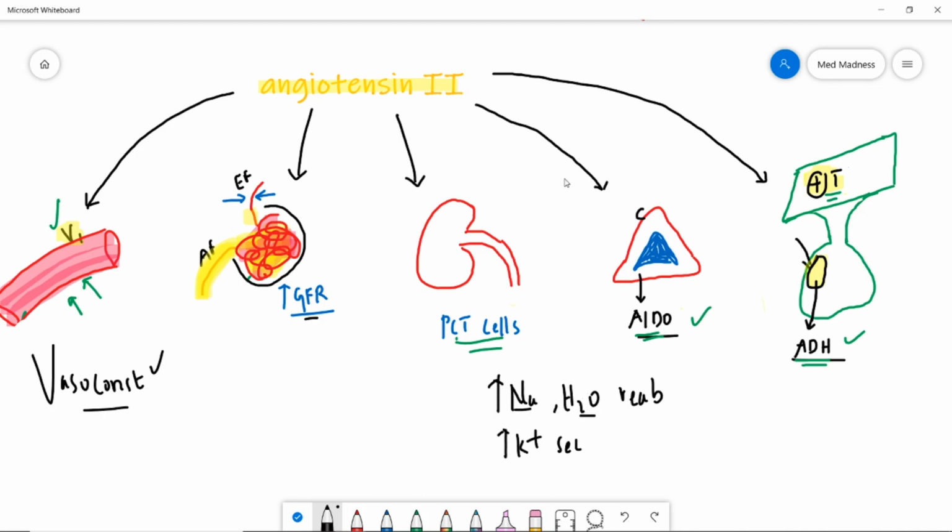So what is the indirect action? It acts on the cortex of the adrenal gland, resulting in aldosterone production. So this aldosterone increases water and sodium reabsorption and increases potassium secretion. Number 2, the release of ADH hormone, and this hormone acts on the principal cell to increase water reabsorption. So what you understood from this? This whole system is activated in response to low blood pressure, which causes vasoconstriction and increased sodium and water reabsorption and maintains our blood pressure.